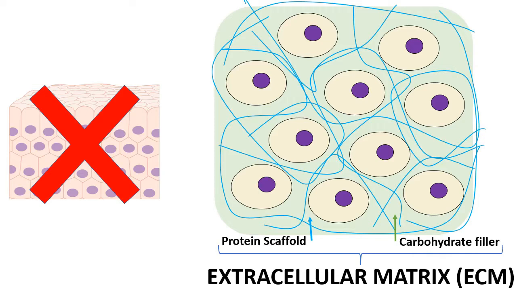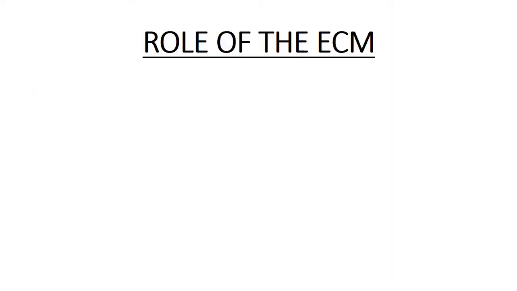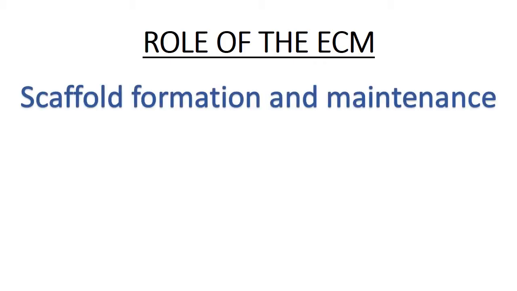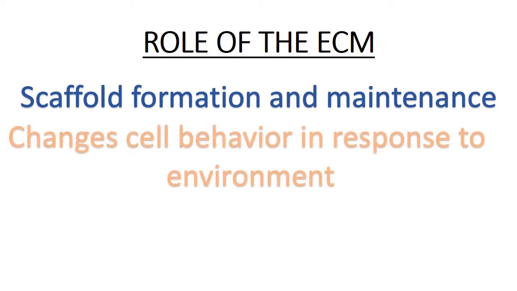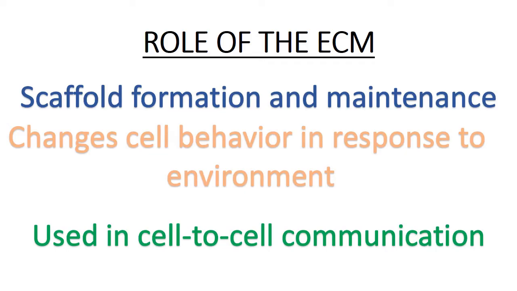Yet this is where the analogy falls apart. The ECM is highly complex and provides many more functions than just protection. These include providing a scaffold to regulate correct function and shape of the tissue, influencing the cell's behavior in accordance to the changing environment, and regulating cell-to-cell communication between adjacent cells.